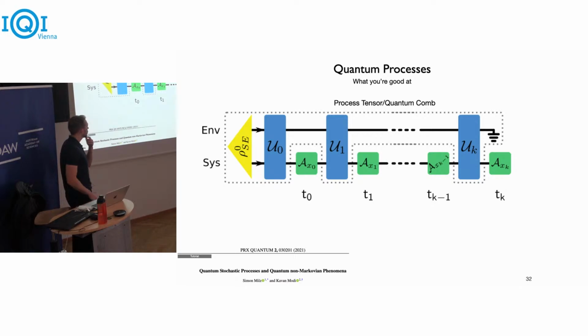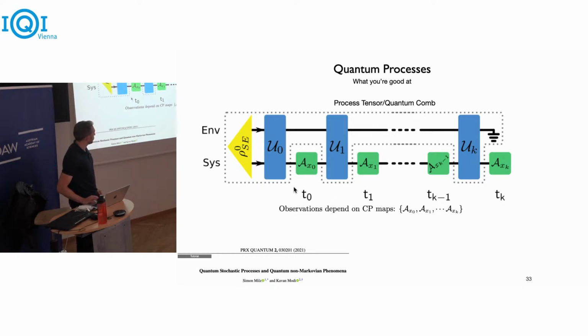And one of the most interesting examples of a quantum process that I think is very powerful, and Simon and Felix have convinced me of this, is the quantum comb, where you have this sequence of unitary operations, and interspersed you have the ability to do quantum operations that sort of determine your observations.